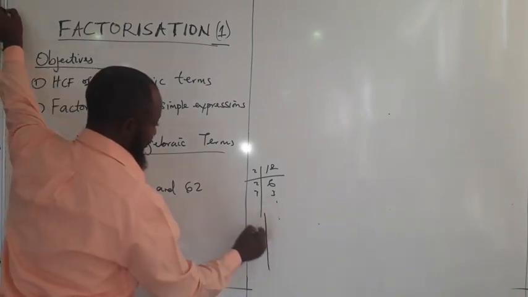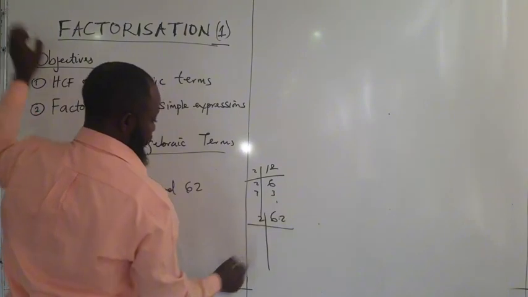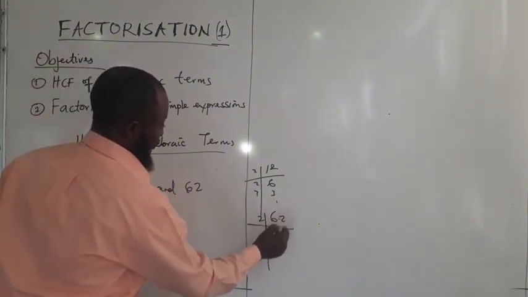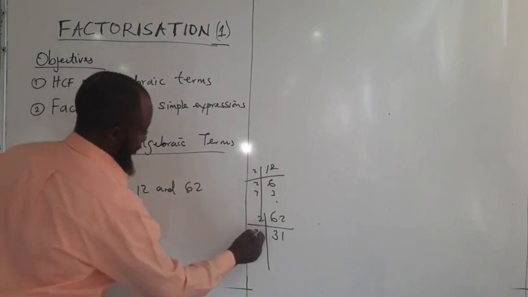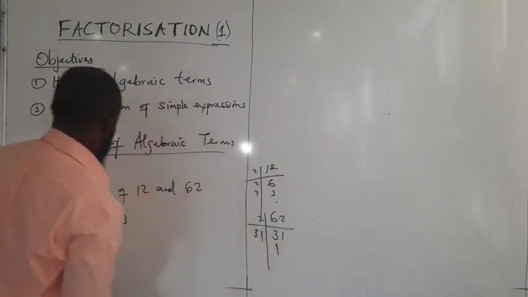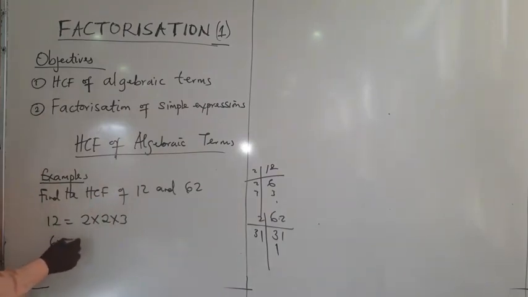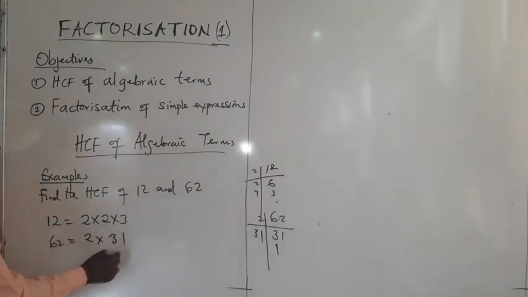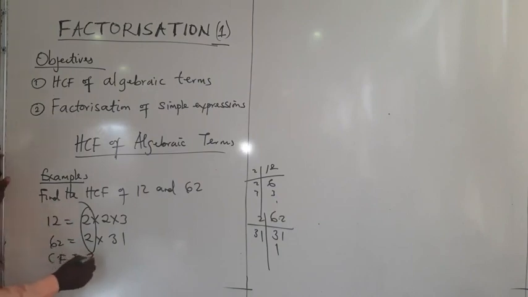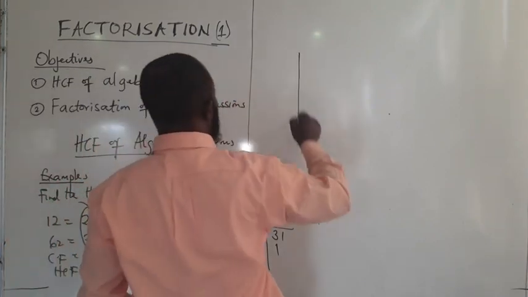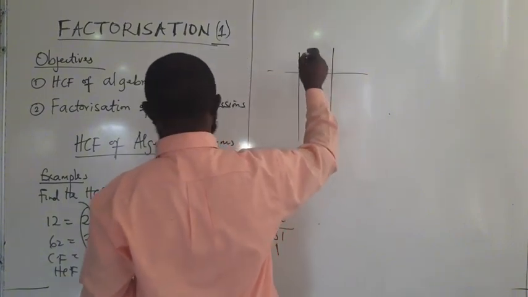Then it remains 62. What can go into 62 is 2. 2 here, 31. 31 is a prime number, so 31 divided by 31 is equal to 1. So 62 will become 2 times 31. So what is common to this number and this number? The factor that is common is only 2. Therefore, the HCF is equal to 2. Or you can do it this way, you can combine the two of them together. Either of the two, you still get the same thing.